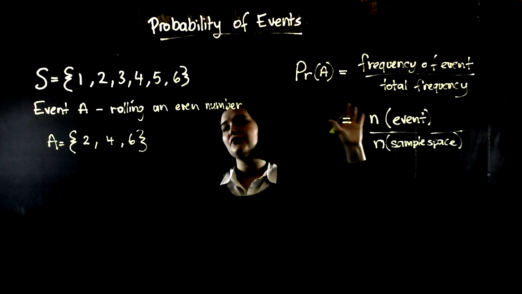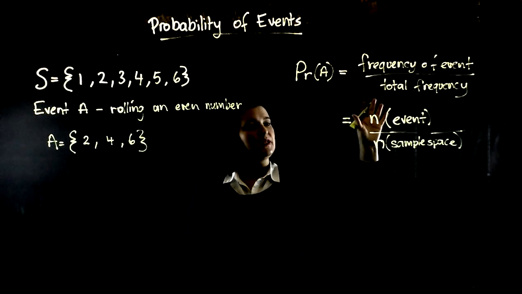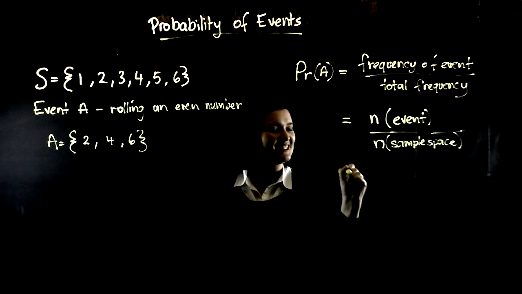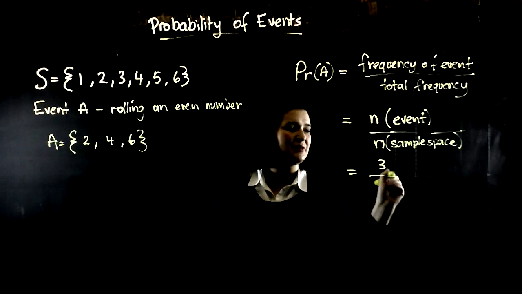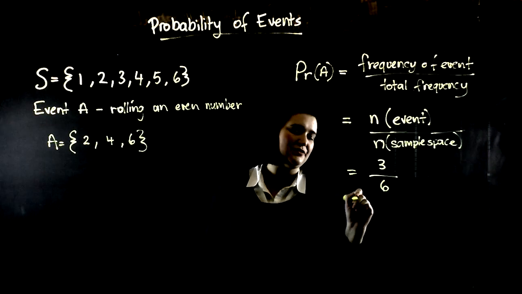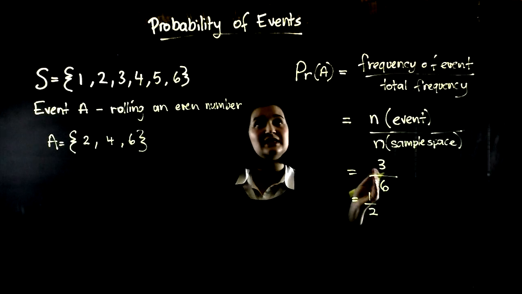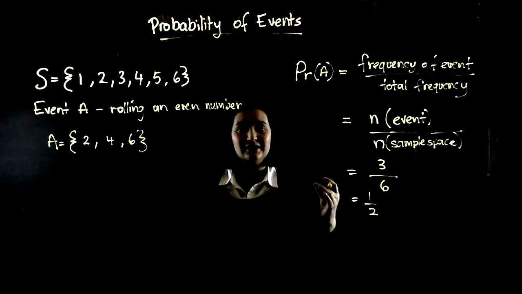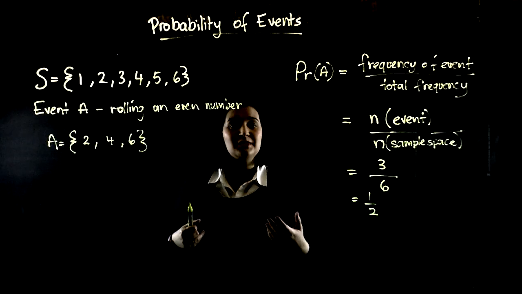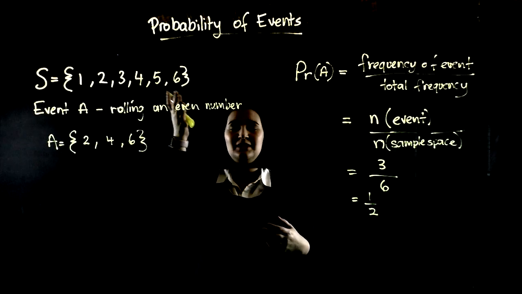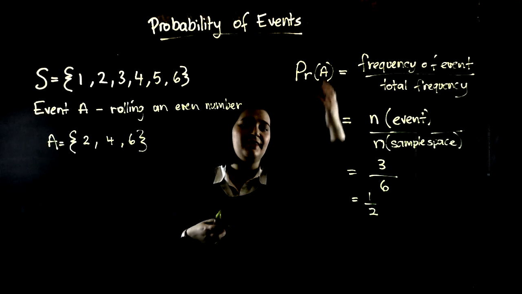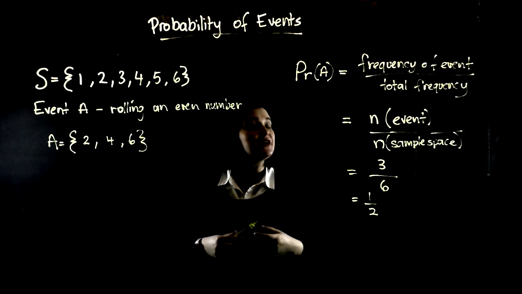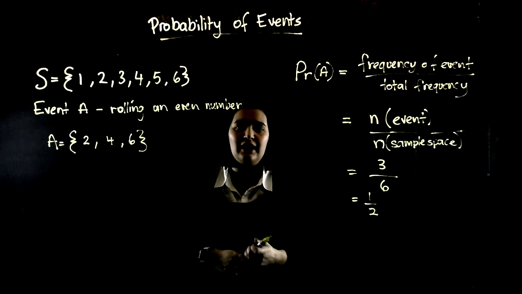So the number of outcomes in the event is 3. The number in the sample space is 6, and that simplifies to a half. That's how you find the probability of single events. We've assumed here that it's a fair dice, that each one of these outcomes is equally likely to happen, and that's the only way that this formula works. If we don't have a fair test, then we have to have a different method.